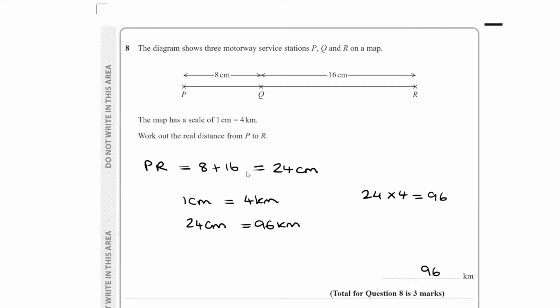But even if you just added the 8 and the 16, you still get 1 mark for that. So even if you weren't sure about the kilometre bit, you can just add the 8 and the 16. That's already 1 mark anyway.